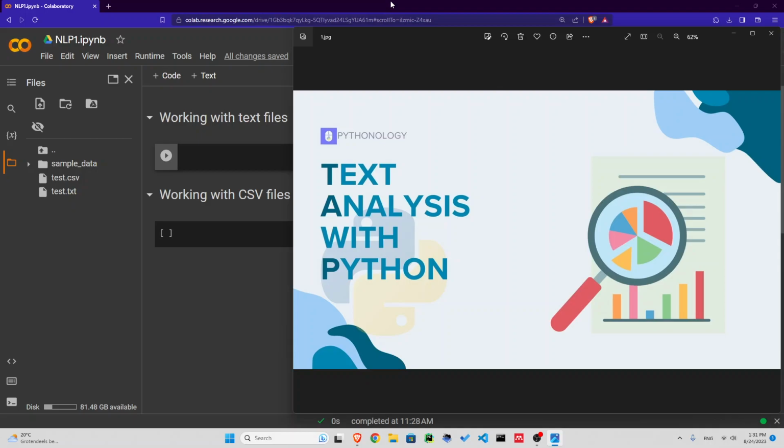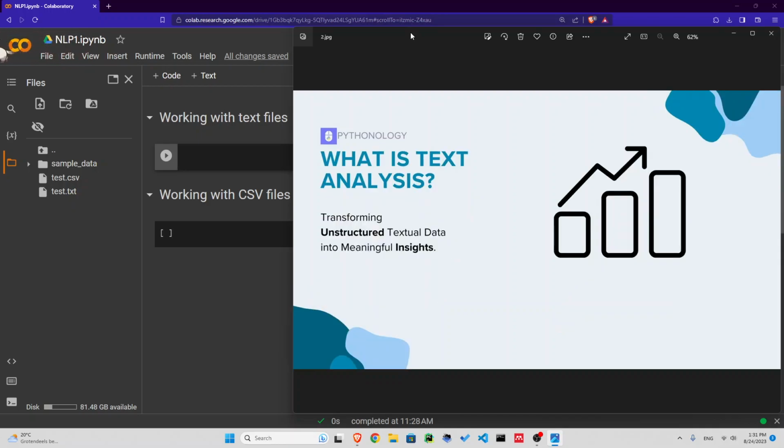Now, I've tried to avoid the term natural language processing because it's a very broad field of study. And as a linguist, I am particularly interested in analyzing texts. Now, what is text analysis? And especially, we are talking about computerized text analysis. So, text analysis is the process of transforming unstructured textual data into meaningful insights. Now, let's see what this definition means.